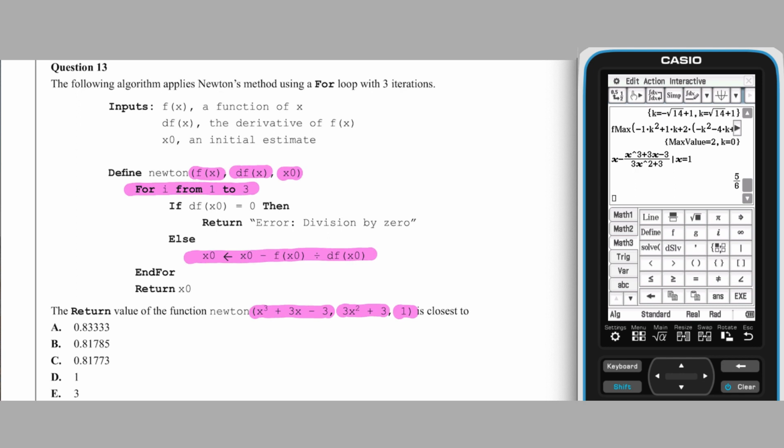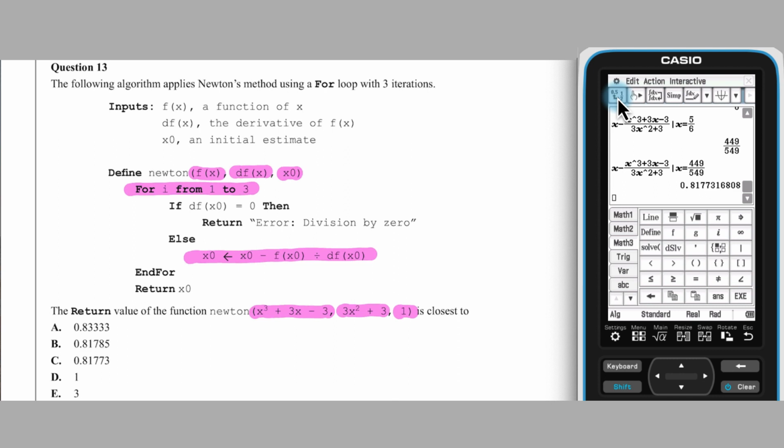Pressing enter again, this command is duplicated. To edit it so that it performs the second iteration of Newton's method, all we need to do is replace the x equals 1 initial estimate with a new estimate x equals 5 over 6. Pressing execute gives us the estimate after 2 iterations. Repeating this process once more will give us the estimate after 3 iterations as required. If we convert this third output to decimal form, we can see that it is closest to 0.81773, which is answer C.